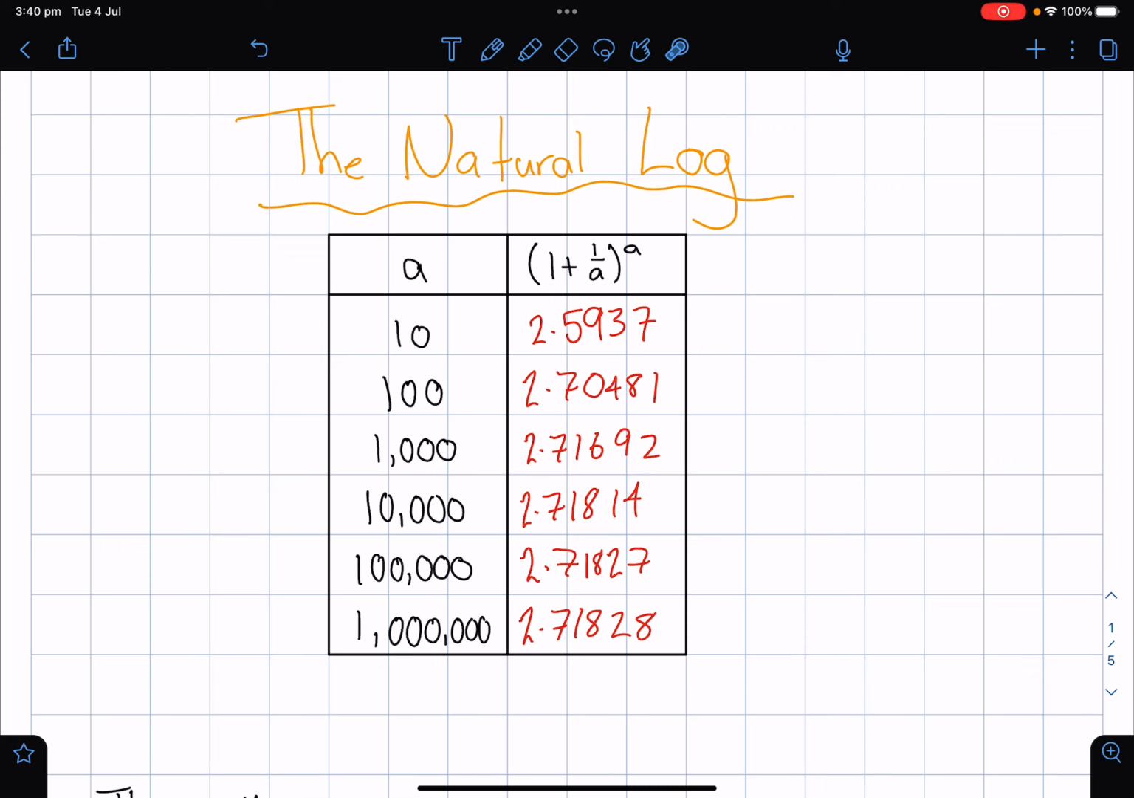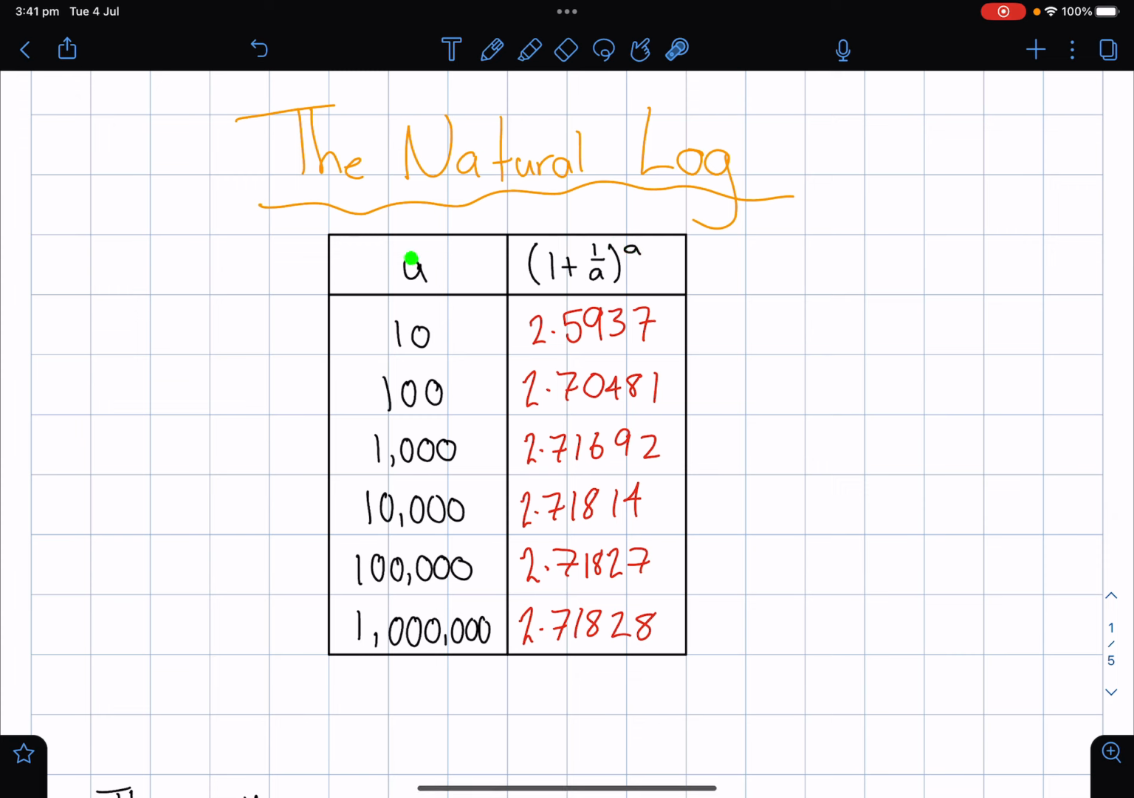Today we're going to start exploring something known as the natural log. Now, to explore the natural log, we need to have a bit of an idea of what a natural exponent is. So we have a little formula here, and if you've done any form of financial maths, you might recognize this as a bit of a compounding interest formula.